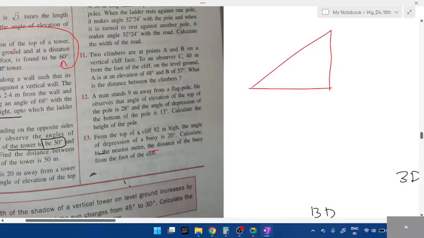13th is easy. From the top of a cliff 92 meters high. A cliff is nothing but on mountains you get, students, a cliff. So this is the cliff here. So what is the height of this cliff? 92 meters. The angle of depression, what did I tell you? Whether it is angle of depression or angle of elevation, where do you take it?